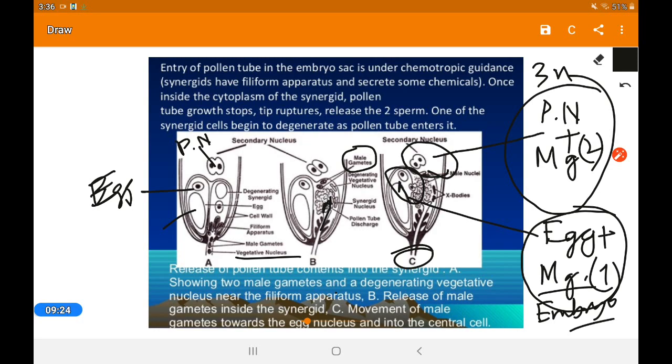So that is the pollen-pistil interaction up to here. In the next part we will see double fertilization and the development after that: post-fertilization events, structures, and how the embryo and endosperm form, and the later part of it. Till then, thank you.